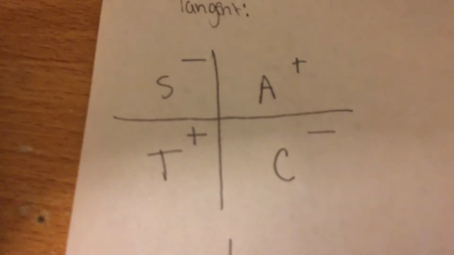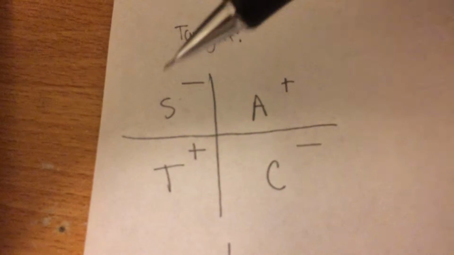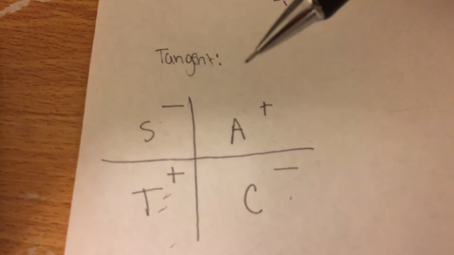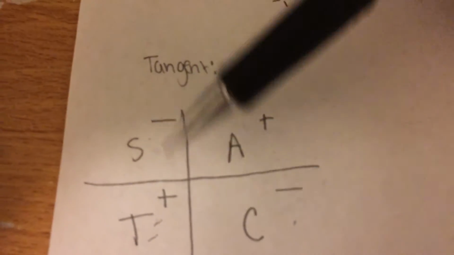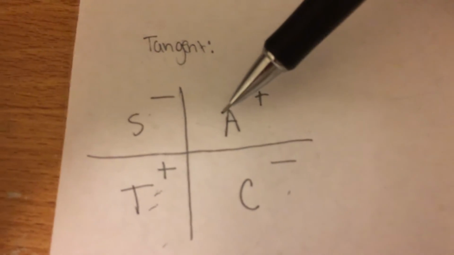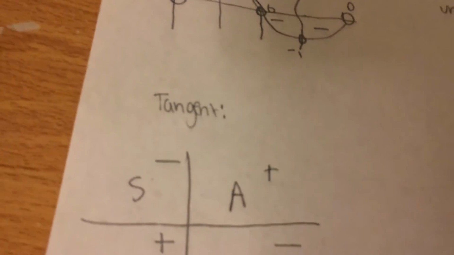As for tangent, the first quadrant is positive, the second is negative, the third is positive, the fourth is negative. So you can see that the pattern repeats. You don't need to fully go around the circle, it's just half of it. And half of the circle is just pi. Therefore, the period is pi, and sine and cosine are 2 pi.